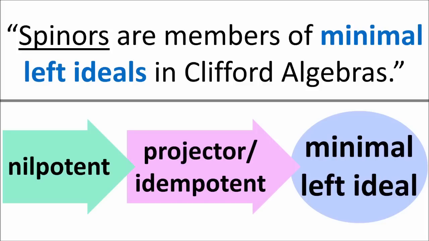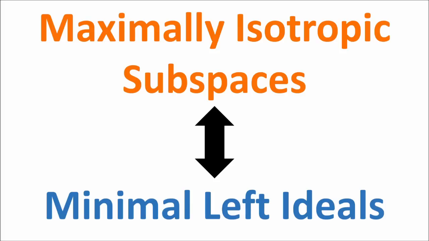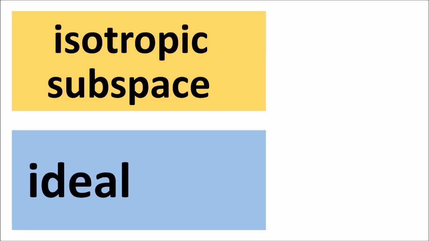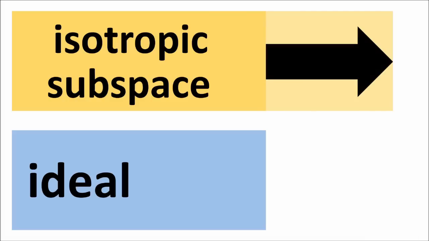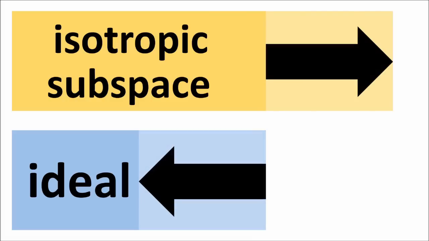In this video, we're going to talk about nilpotent elements, which are elements that square to 0, and we'll see how nilpotents can create projectors, which can then create minimal left ideals for us. I'm also going to discuss maximally isotropic subspaces and their relationship to minimal left ideals. We'll see that, as an isotropic subspace gets bigger and bigger, the corresponding ideal will get smaller and smaller.